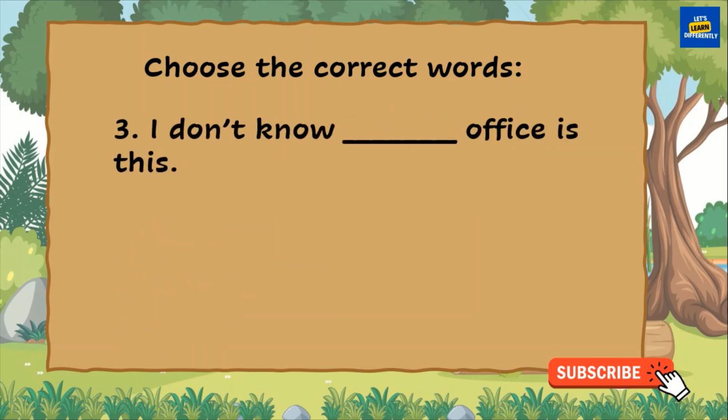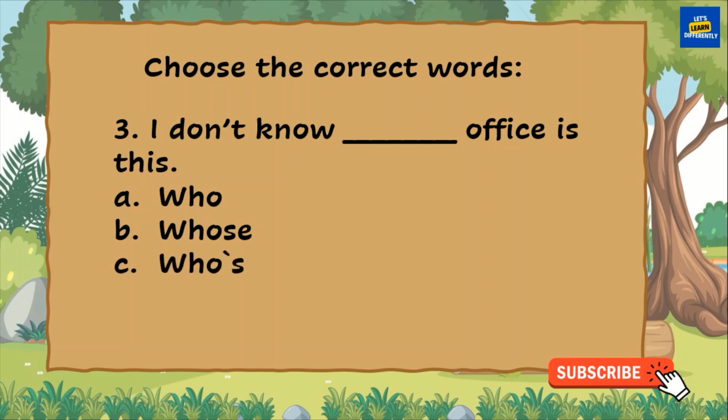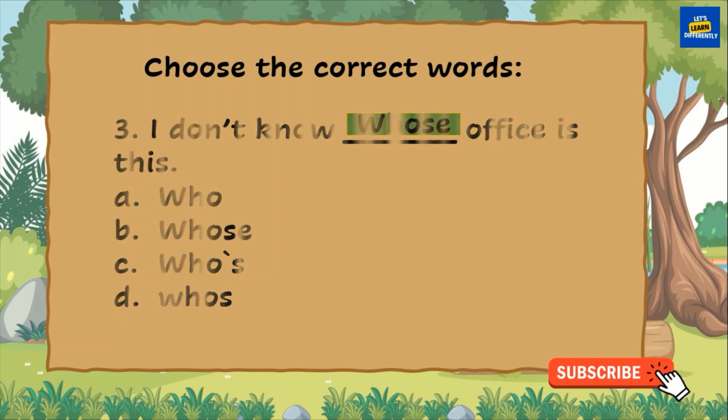Number 3. I don't know dash office is this. The options are A. Who, B. Who's, C. Whose, D. Whose. The correct answer is whose. I don't know whose office is this.